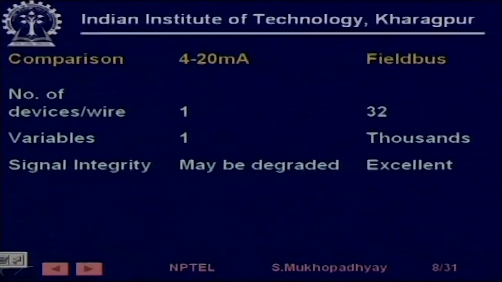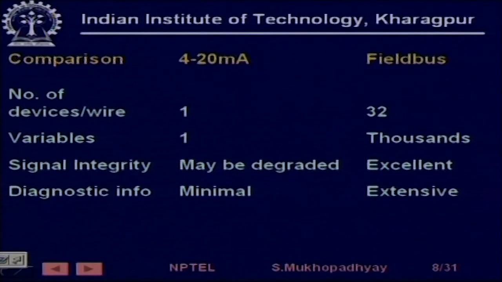Since you are sending a current, you can actually send only one current, on one device at a time, because the data is continuous all the time. While thousands of variables can be transmitted over the same pair of wires in the Fieldbus. Signal integrity: because it is analog communication, although current communication is more immune than voltage communication, it is still much more prone to degrading. While the immunity of Fieldbus devices, because it's digital data, is quite excellent.